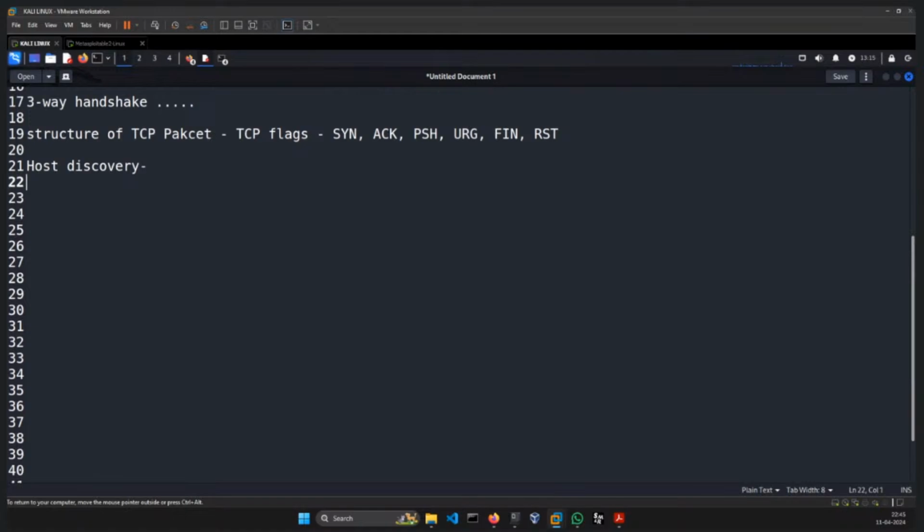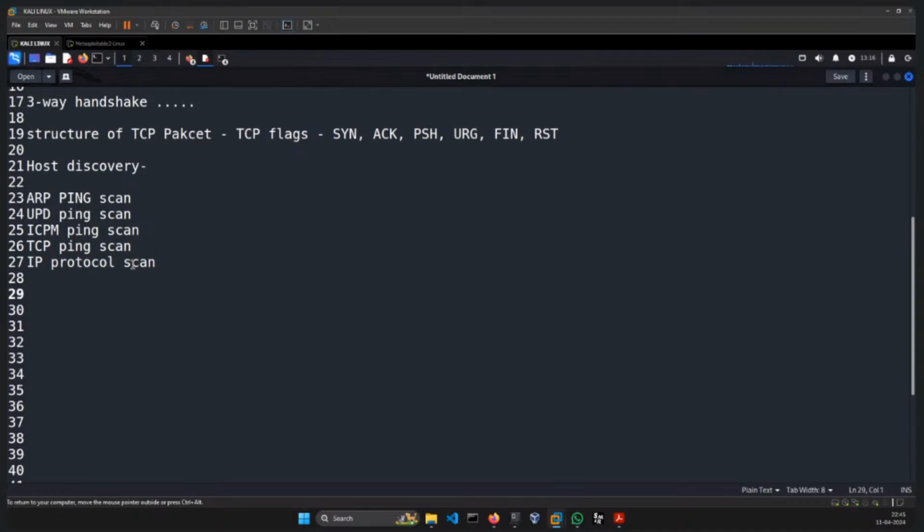Okay, so we will see the techniques. The first one is, yeah, scanning, not using Nessus. So the first one is ARP ping scan. Then there is UDP ping scan, then ICMP ping scan, then TCP ping scan, then IP protocol scan.